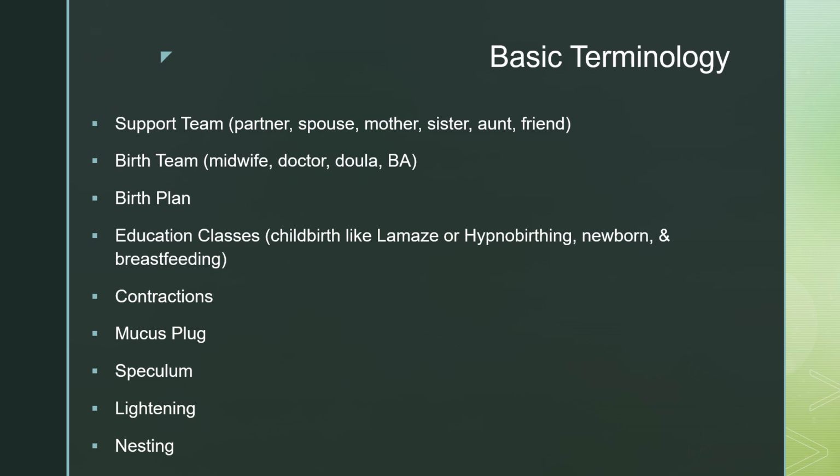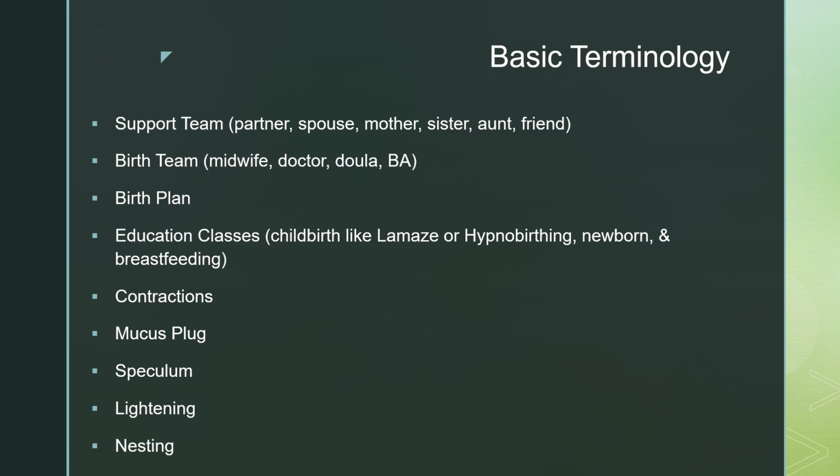Education classes, there's a lot of those. There's childbirth classes, some of the more branded names, Lamaze, hypnobirthing. There's newborn classes, there's breastfeeding classes. There's a lot of support groups. There's a lot of great things in everyone's communities.